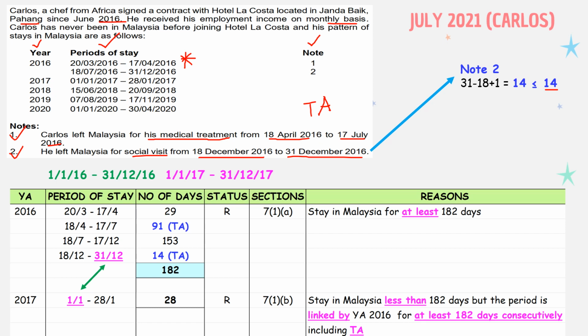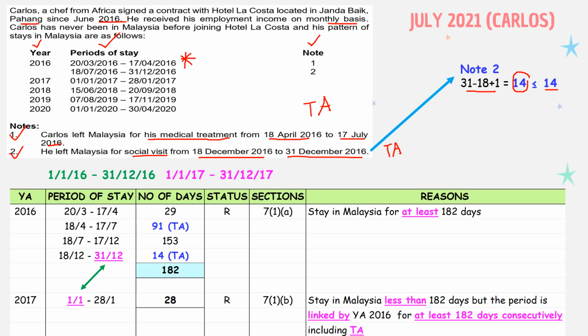How many days? 18 until 31st December. So 31 minus 18 plus 1, I get exactly 14 days. Guys, exactly. Meaning to say not more than 14, right? Exactly 14 days. So what happened to number 2? This is also TA. So we need to record it in our format.